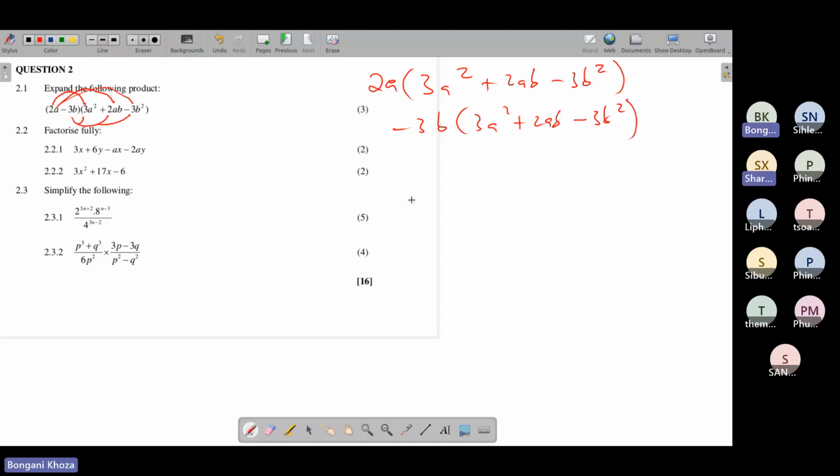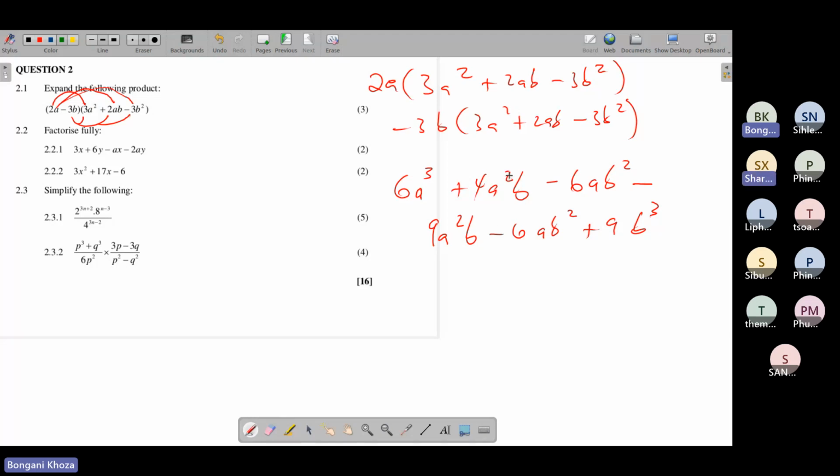Right, so this gives us 6a cubed. This gives us 4a squared b minus 6ab squared. So we are done with that one. And then this is minus 9, it's minus 9a squared b. And then this is minus 6ab squared. And then this is plus 9b cubed, like that. Next, we look at our like terms.